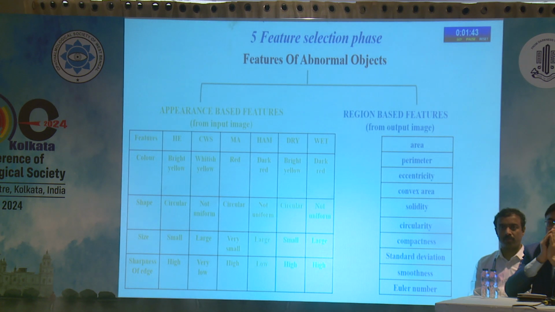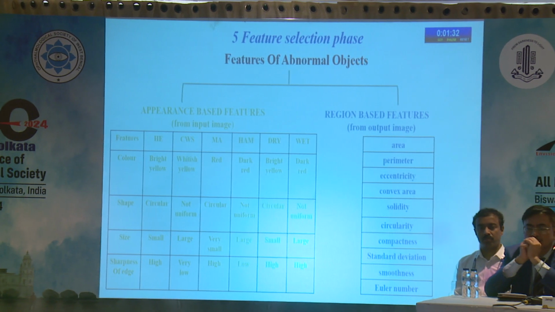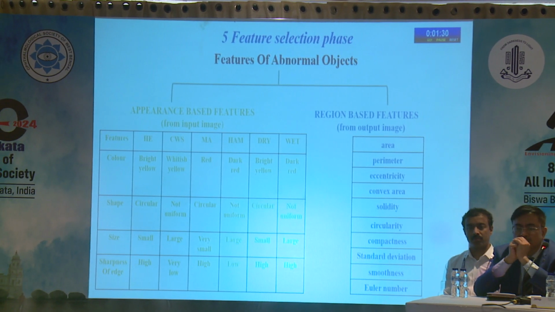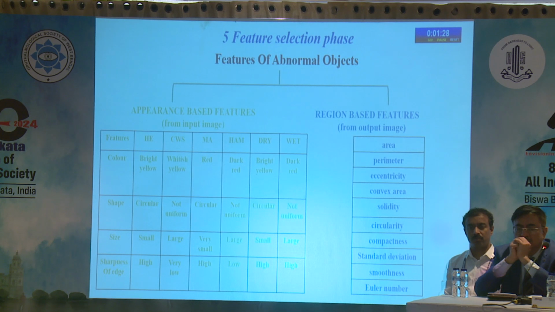So features of abnormal objects which are to be detected are appearance-based features and region-based features. Appearance-based features are 4: color, shape, size, and sharpness of the edge. Whereas the region-based features are area, perimeter, eccentricity, convex area, solidity, circularity, compactness, standard deviation, smoothness, and Euler's number.